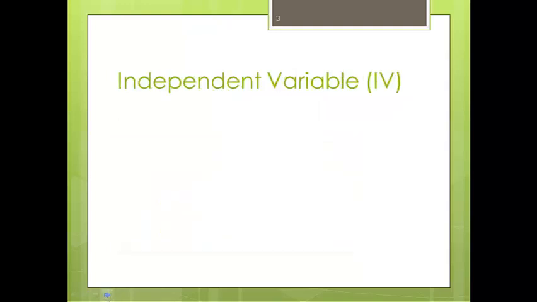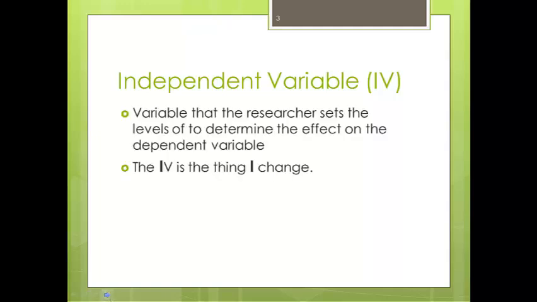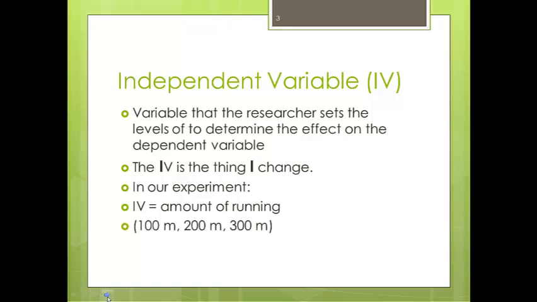First of all, you always start with an independent variable. What do you want to figure out the effect of? And how will it affect the dependent variable? So the independent variable is the thing that the researcher sets. I always say the IV is the thing I change. In this experiment with heart rate, the independent variable would be the amount of running. The researcher might decide to set different lengths of running, like 100 meters, 200 meters, 300 meters might be your different groups of people running.